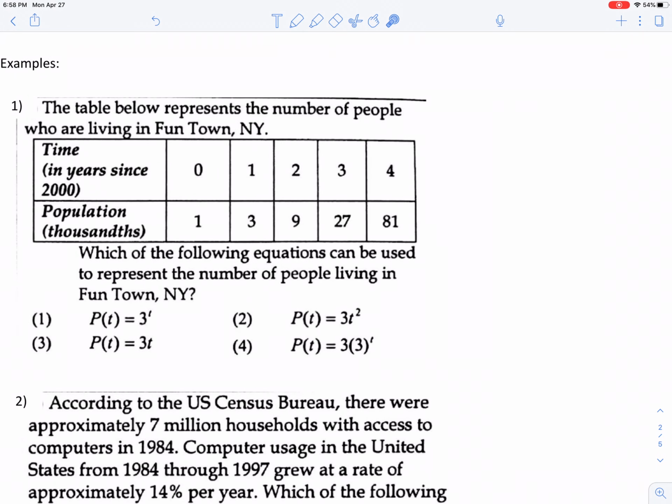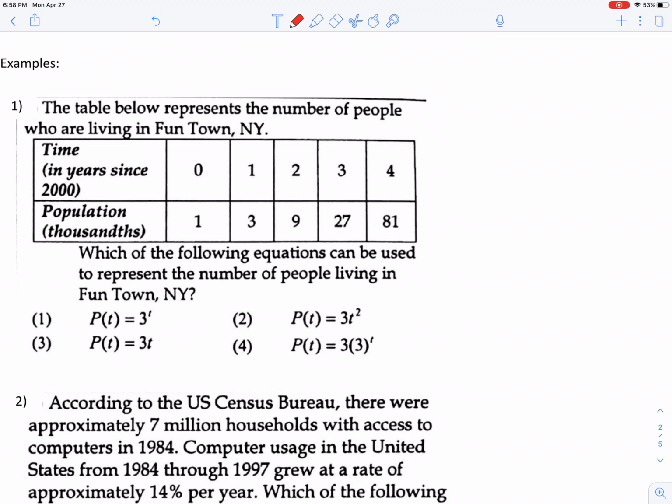The table below represents the number of people who are living in Funtown, New York. Well, what's happening to Funtown, New York? As the years since 2000 went up, the population in thousands is going up. So we have 4 choices, and I could plug each of these equations into the calculator and find the equation that way. However, I want to see that you guys could understand how to write this as an exponential function.